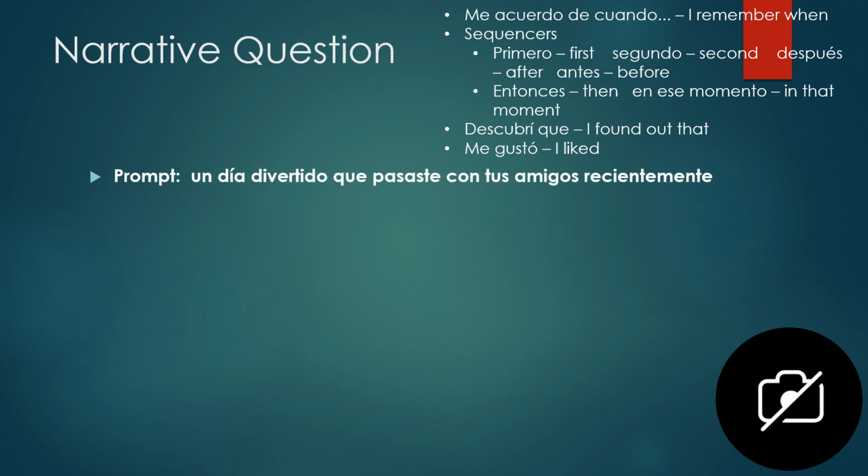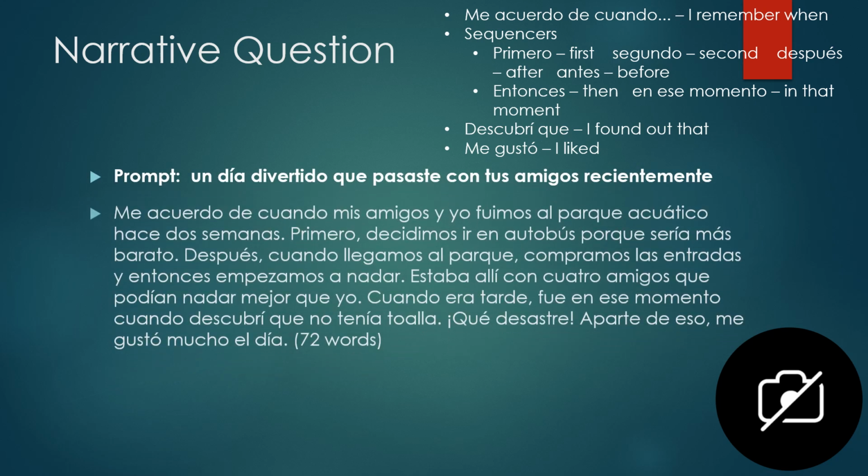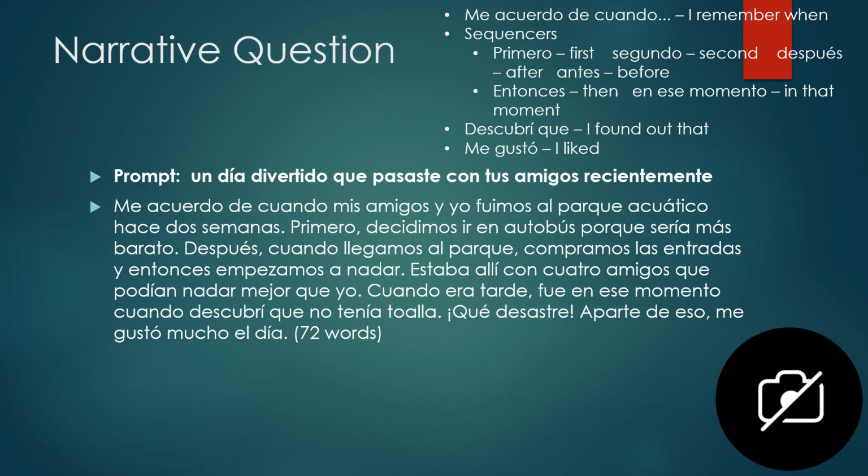So, as an example, un día divertido que pasaste con tus amigos recientemente. I start off with my lovely phrase, me acuerdo de cuando mis amigos y yo fuimos al parque acuático. So I said, I remember when my friends and I went to the water park 2 weeks ago. Primero decidimos ir en autobús. We decided to go by bus. I've used primero. Again, it's a sequencer. Después, to sequence it, cuando llegamos al parque, compramos las entradas. Entonces, so I said we bought the tickets and then we started to swim. Entonces, using then can also be used to mean therefore in some circumstances, but here it's used as a sequencer.